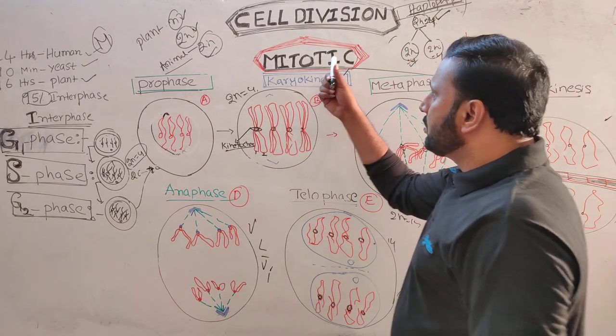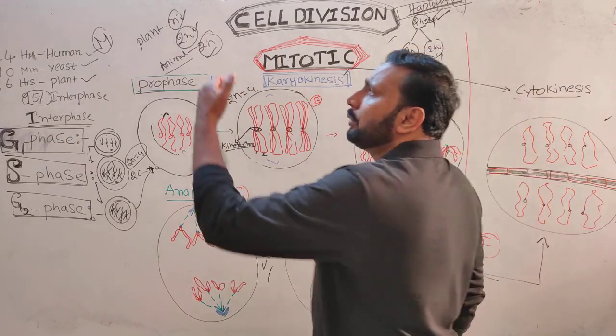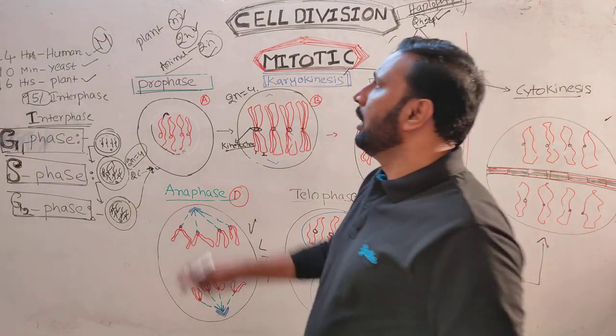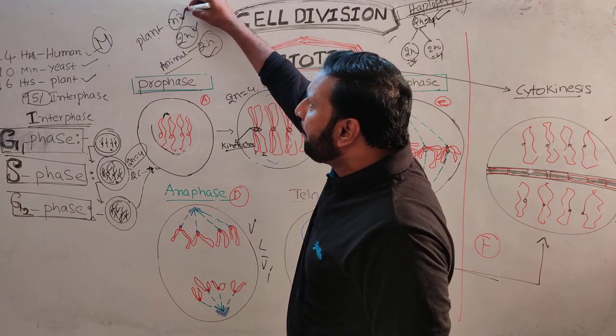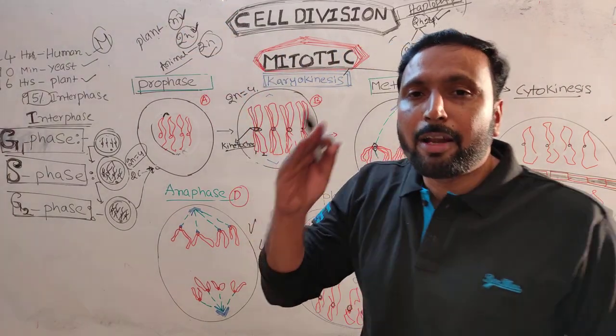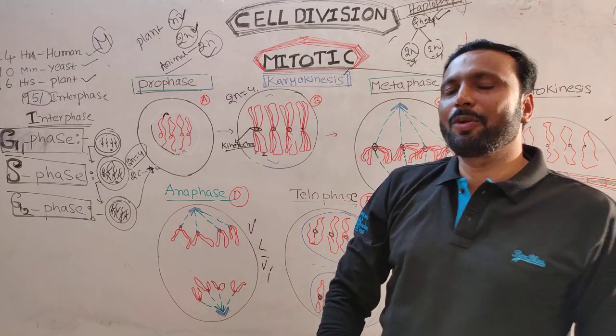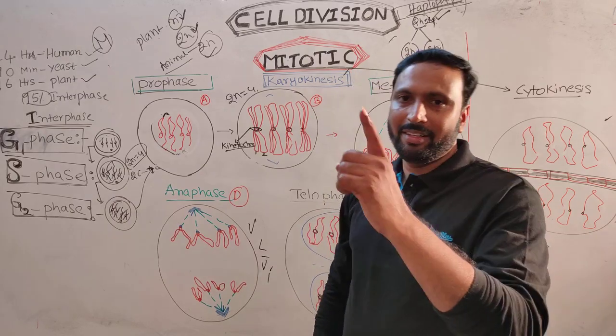So this mitotic division can be seen in both plant cells and animal cells. But the important thing is, in plants, both haploid cells and diploid cells undergo mitosis, but in animal cells, only diploid cells undergo mitosis. That is the important thing.